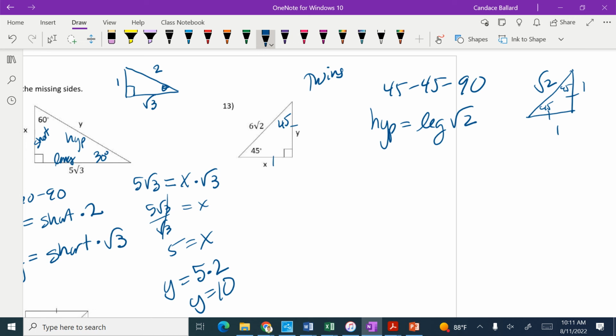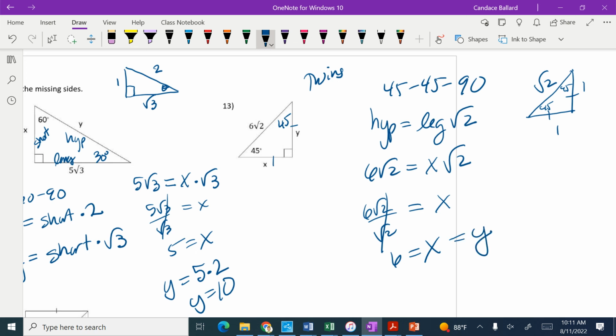All right. What's my hypotenuse? 6 square root of 2. And it doesn't matter which leg I want, right? Pick your favorite. I guess it was nicer than I thought. How do I get the square root of 2 to the other side? Divide it. So it just ends up being 6. And that's also what y equals, right?